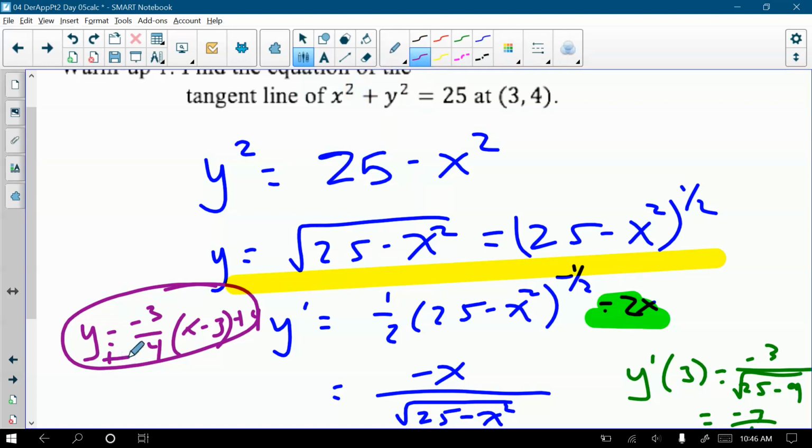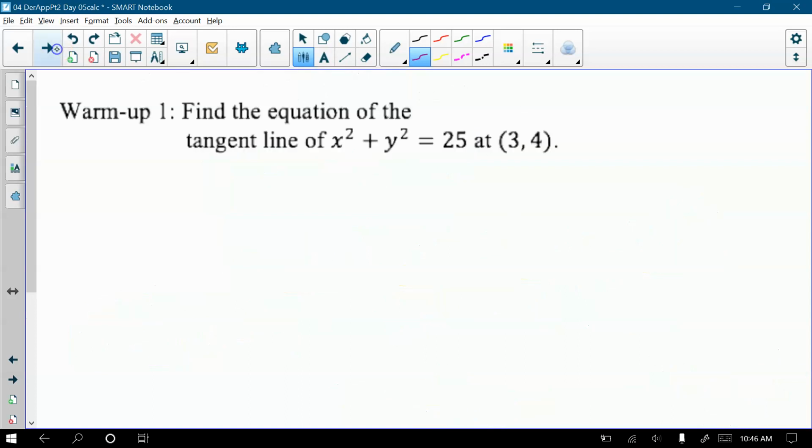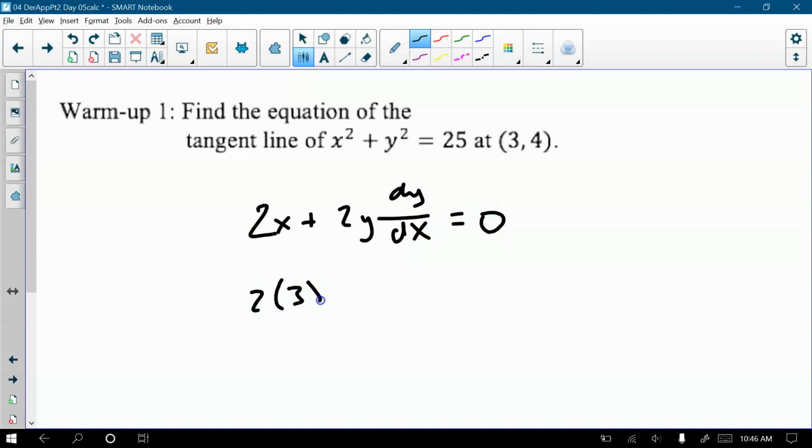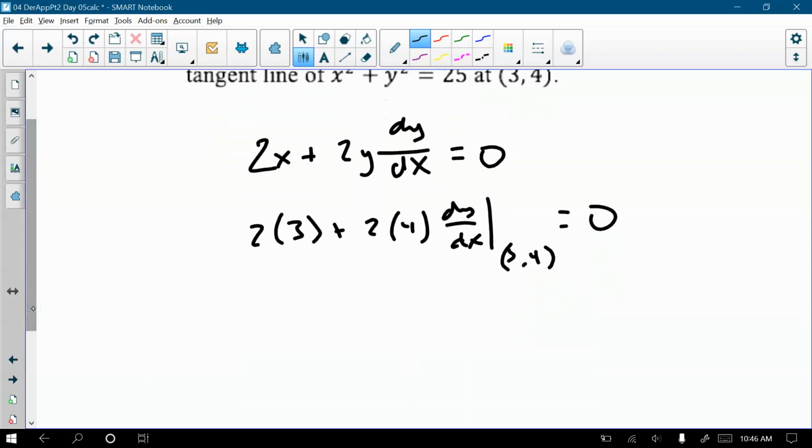Some of us might have done this a different way, and I'm going to do that for you right now, which is a preview of what implicit differentiation is. Some of you might have done it this way. 2x plus 2y dy/dx equals 0. And then plugging in (3, 4), we get 2 times 3 plus 2 times 4 times dy/dx, when x is 3 and y is 4, equals 0. And then when we move this over, we get negative 6, because 2 times 3 is 6, and we move that over, so minus 6 on both sides, is equal to 2 times 4, or 8, so I'll just put 8 here.